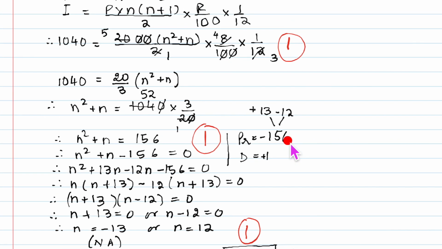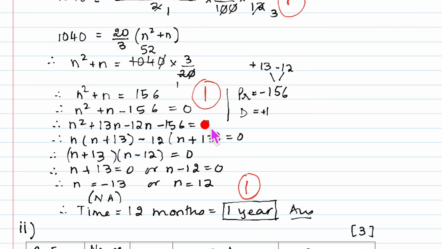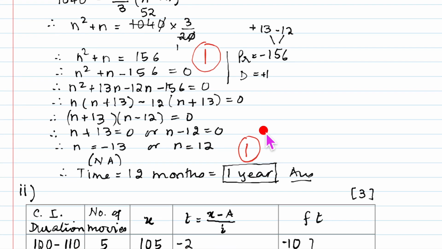Now if you look at it, your first correct formula with correct substitution is 1 mark. To get the correct trinomial is 1 mark. And then to write this along with the answer is 1 mark.